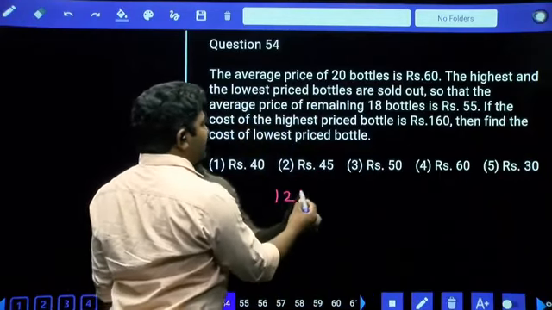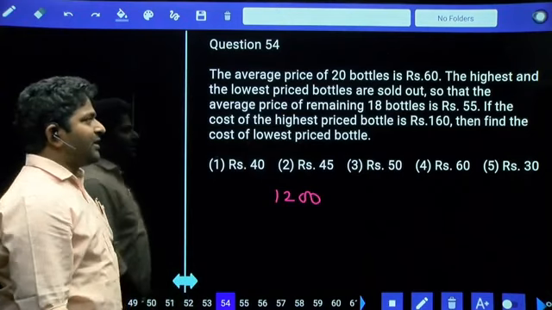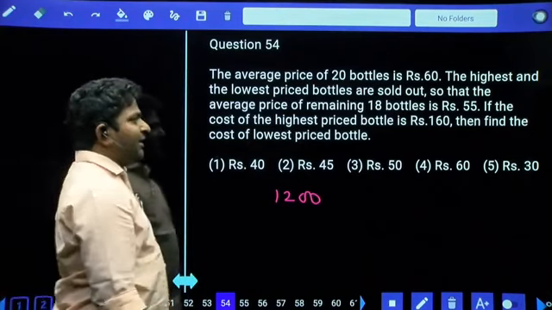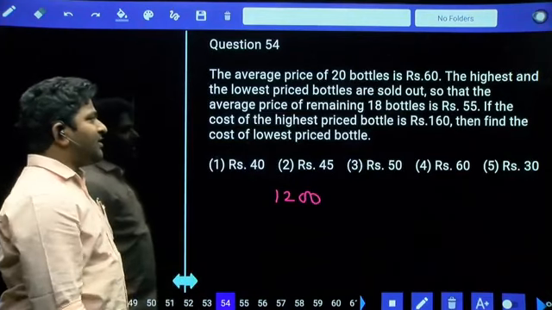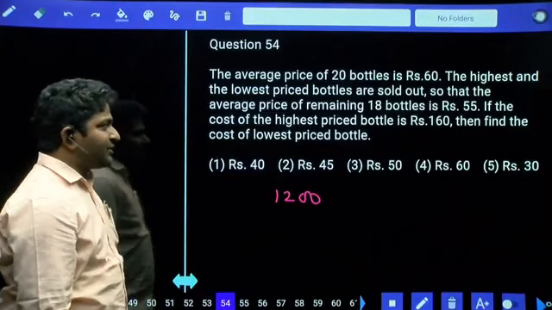The average price of 20 bottles is 60. Then total price is equal to 1200. The highest and the lowest priced bottles are sold out. So that the average price of the remaining 18 bottles is 55. If the cost of the highest priced bottle is 160, then find the cost of the lowest priced bottles.